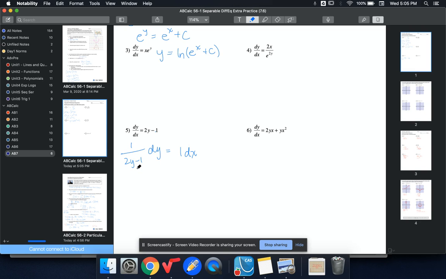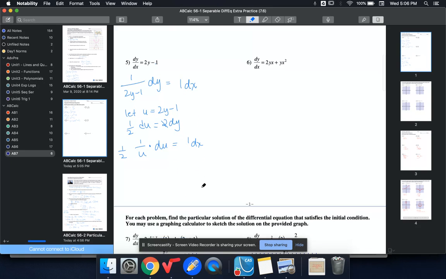To integrate this, I'm going to want to do a u substitution. So I'm going to let u be 2y minus 1. Then du is 2 dy. Well, I only have dy over here, so I'll move that 2 to the other side, and I'll call it a half du is equal to dy. So now I can do my substitution. 1 over u times a half du, so I'll put that half in front, equals 1 dx. And now I can integrate both sides.